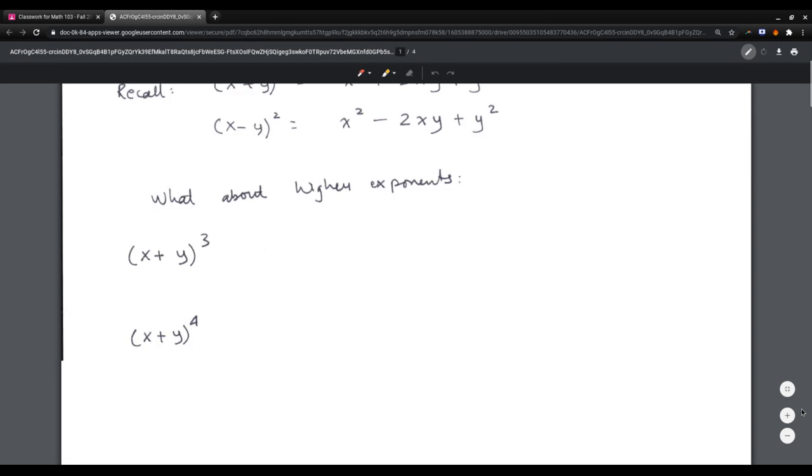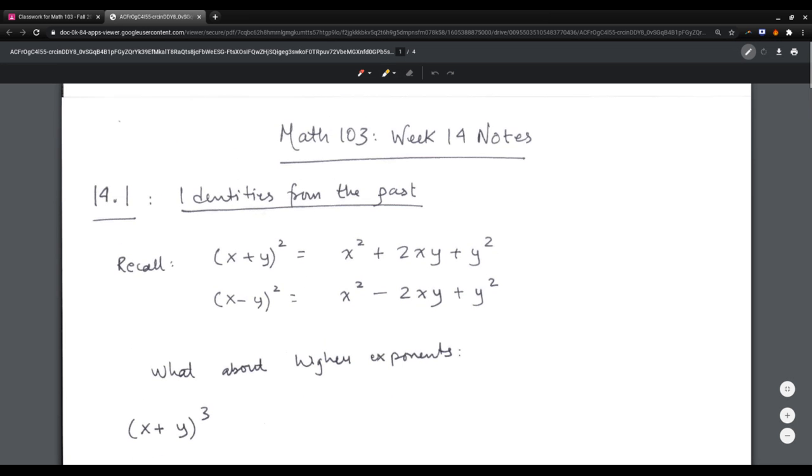This is our last topic for this semester, for this course, and it's a little fun topic. It deals with some of the identities you've seen before and finding patterns in numbers.